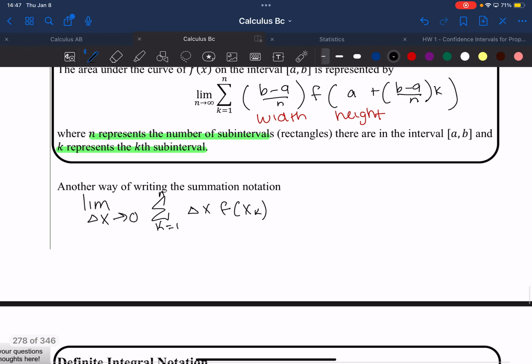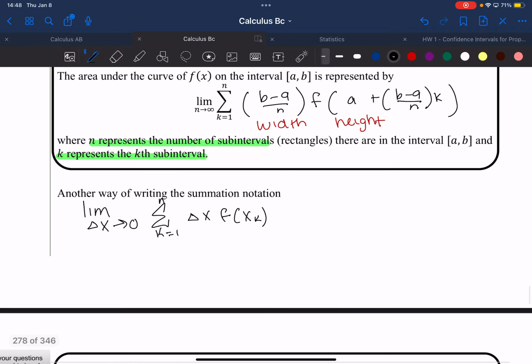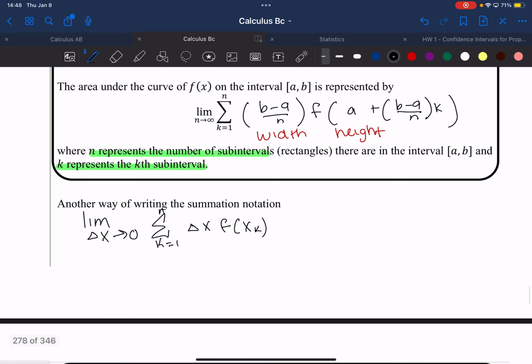Any questions so far? Yes? You use k as a subscript for x there, but are you multiplying by k, or is that also a subscript? That is being multiplied by k. Yes, that's being multiplied by k.